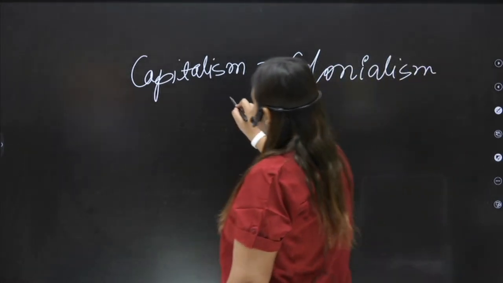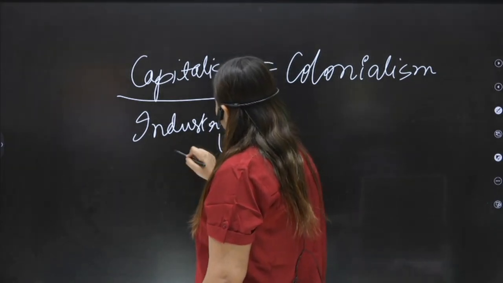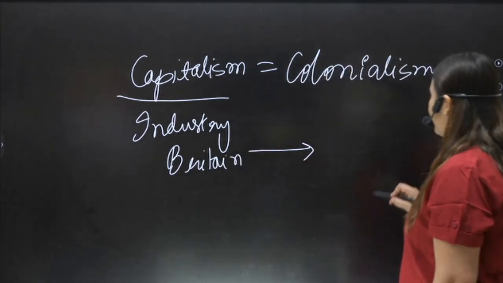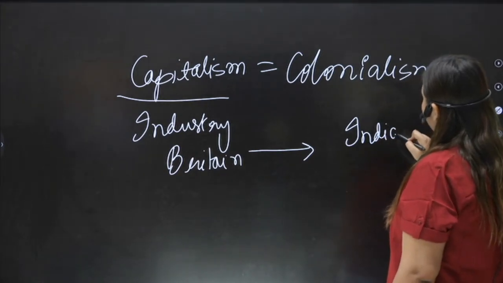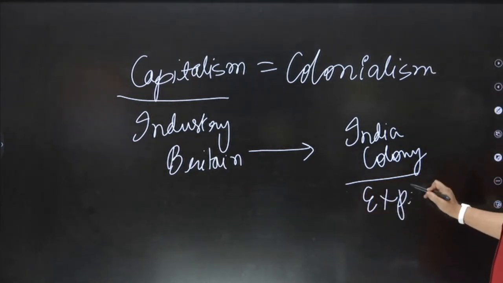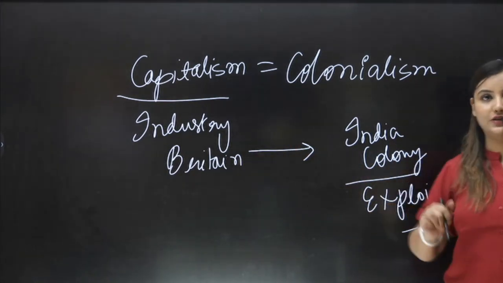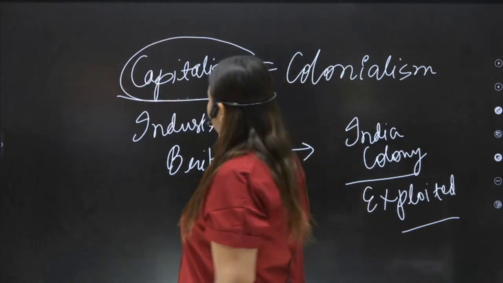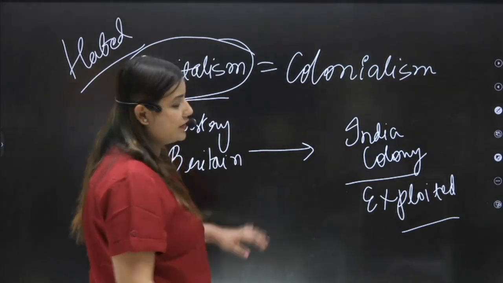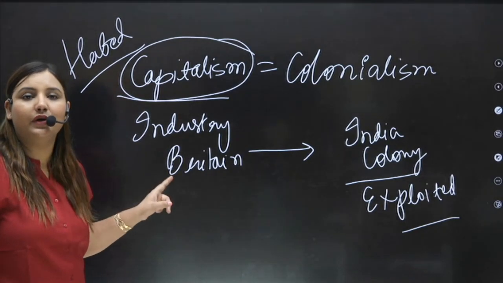They thought that because of industries in Britain, Britain colonized India. India became a colony. India is getting exploited because Britishers are capitalist in their nature. We hated capitalism because we hated the British ideology. We hated capitalism because we were getting exploited due to the factories and industries developing in Britain.